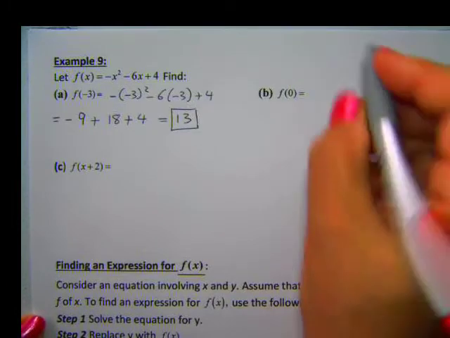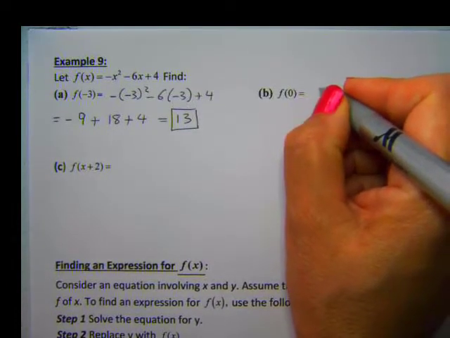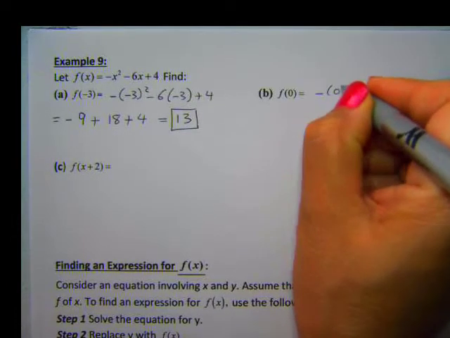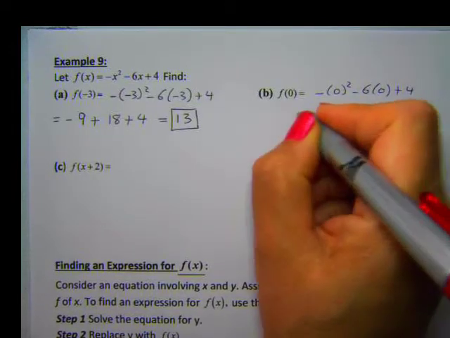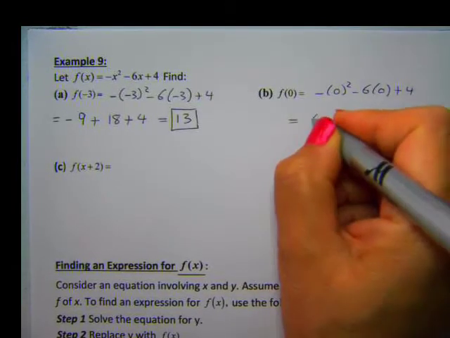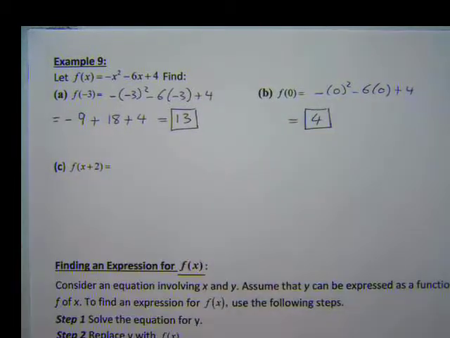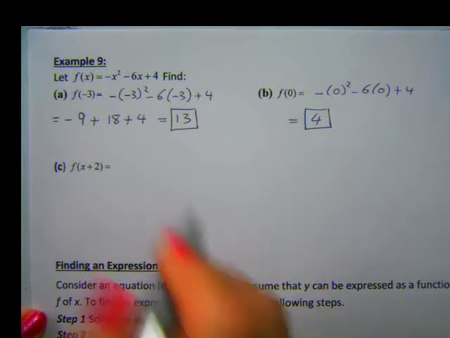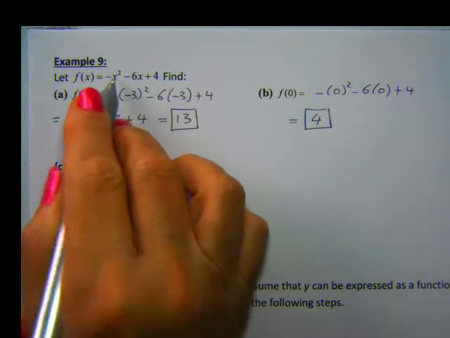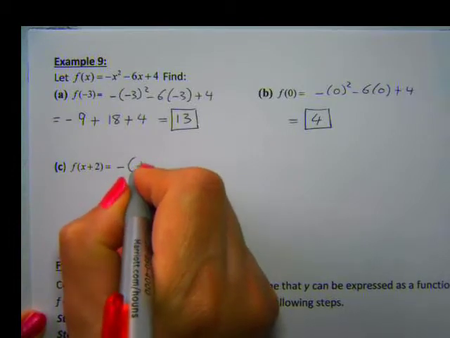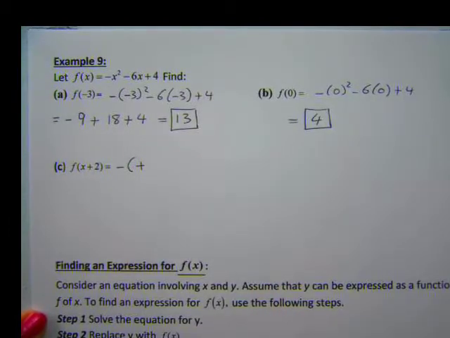B, what is f of 0? That's an easier one. So it's negative times 0 squared minus 6 times 0 plus 4. Anything times 0 is 0, so all we have is 4. But let's look at this one. f of x plus 2. So now we're going to substitute every place I see x with x plus 2. So don't forget the parentheses, guys.